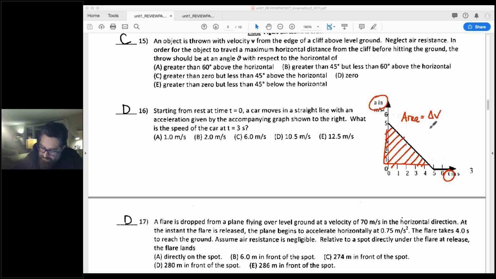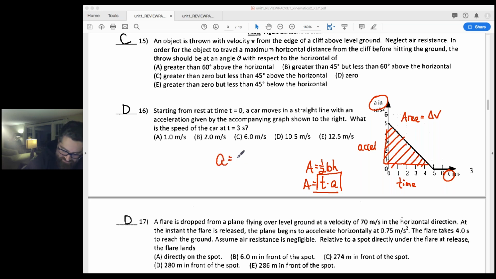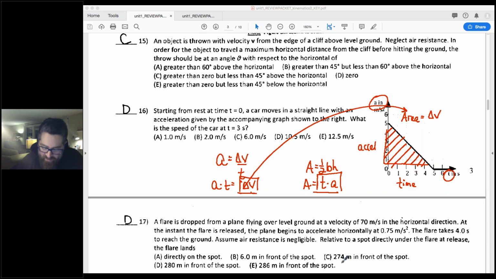Now, here's one way to think about it. The area is 1/2 base times the height. The base is time, and the height is acceleration. And so if area is 1/2 the base times the height, what I'm really doing is multiplying time times acceleration. That's really what the area is, time times acceleration. By definition, acceleration is the change in velocity over time, and therefore acceleration times time is equal to change in velocity. So it's not magic where this stuff comes from, the area under the graph being my change in velocity.